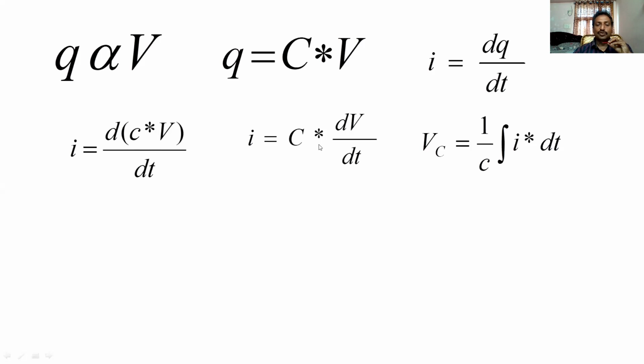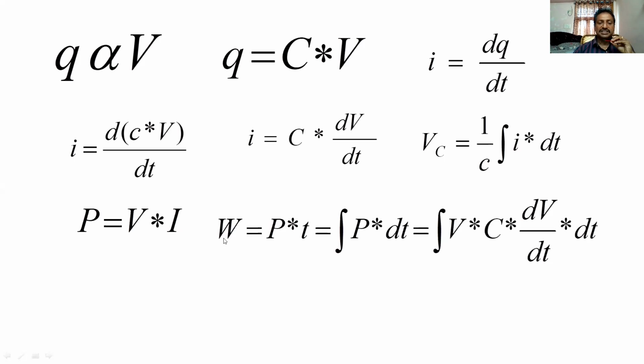Therefore, Vc is equal to 1 by C integral of I dt. By substituting, remove the differentiation and apply integration, so we get this voltage. Now P is equal to V into I, and energy W is equal to power into time, or rewritten as integral of V I dt. With I equal to C into dV by dt, substitute this: V into C into dV by dt. The dt gets cancelled. Therefore, W is equal to C integral of V dV.